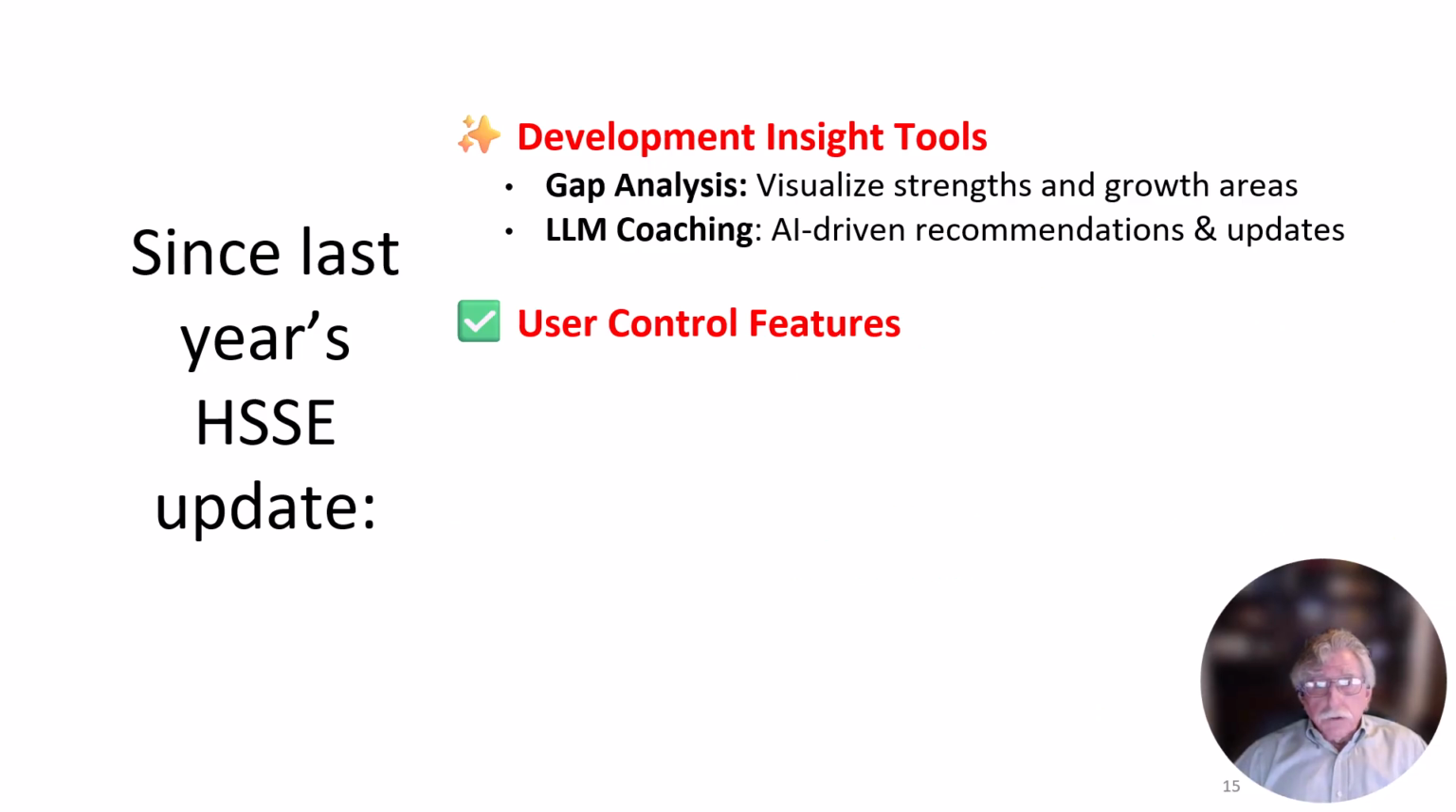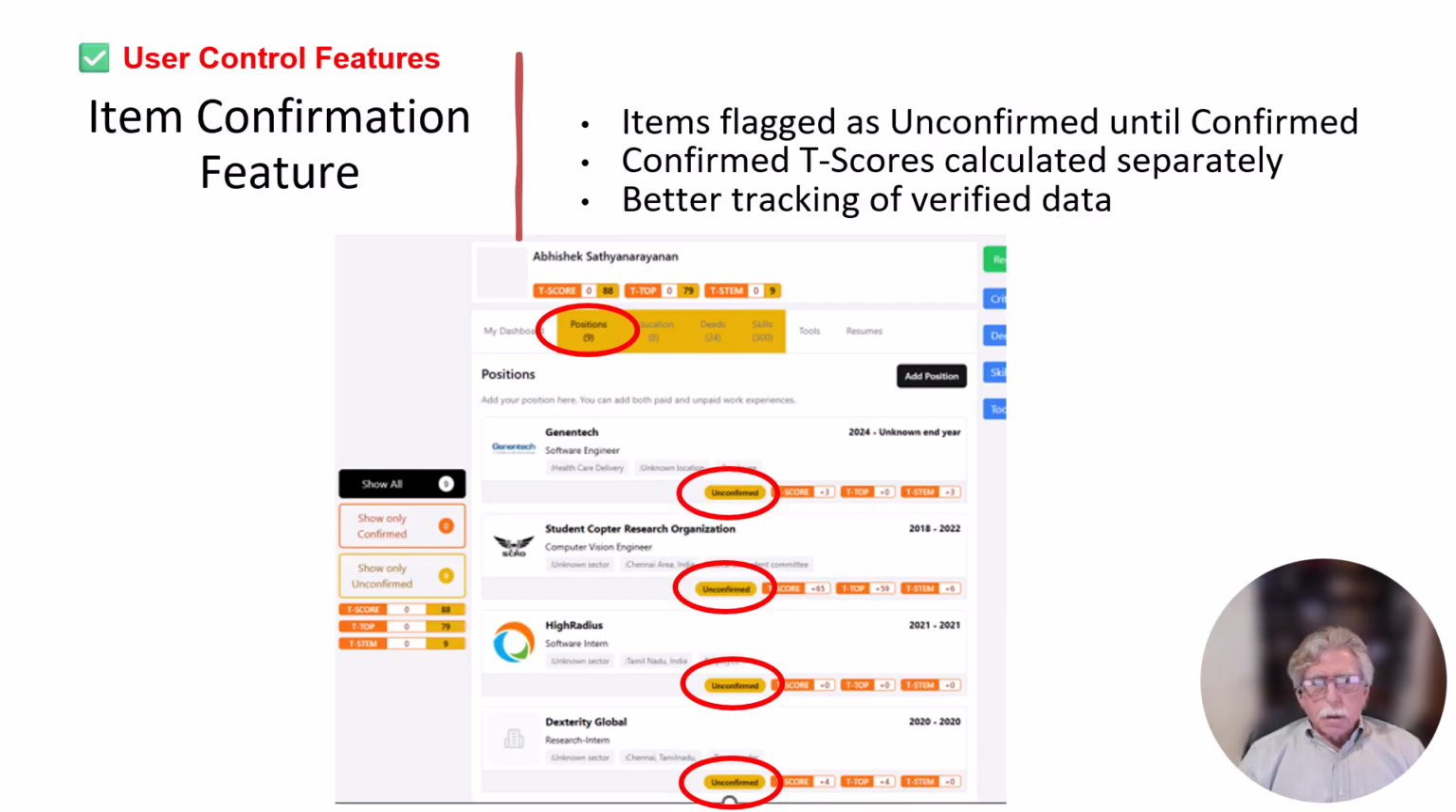Here's a look at the new user controls that we've implemented. Items are now flagged as confirmed or unconfirmed. Confirmed items contribute to the live T-score. This gives users confidence in the quality and completeness of the record. Orange on the tab line at the top signals that the section contains at least one unconfirmed entry.